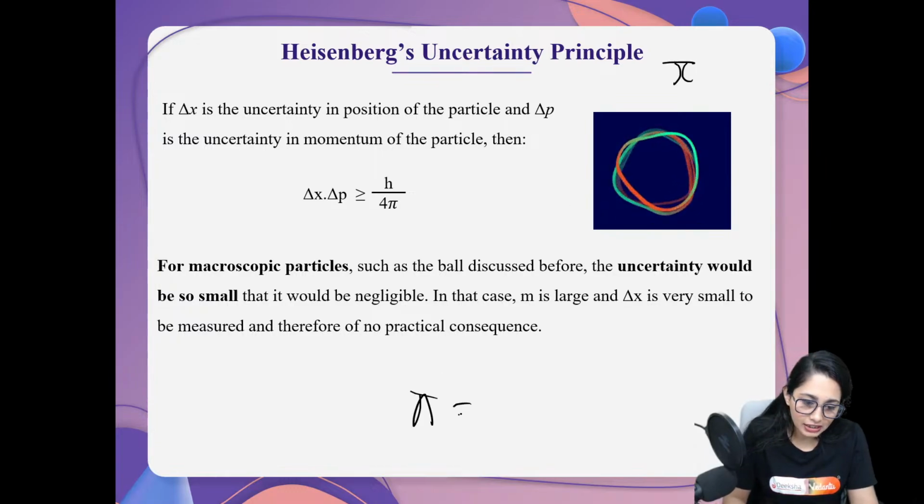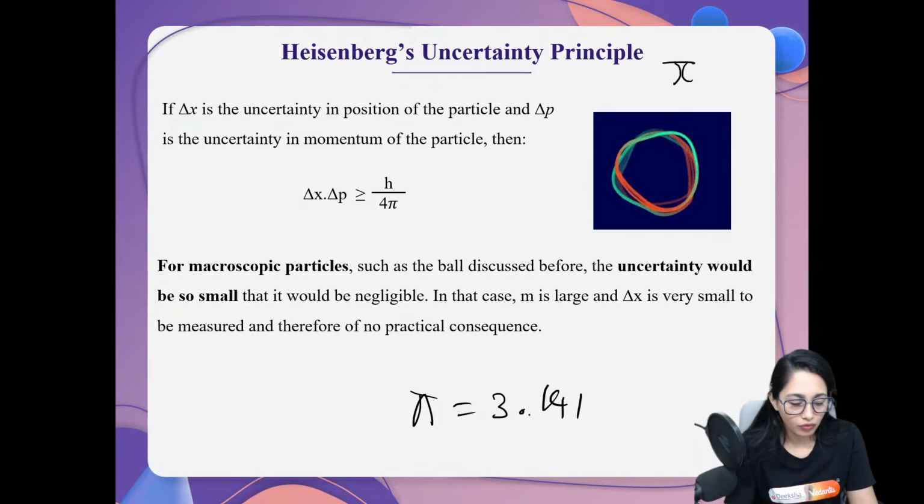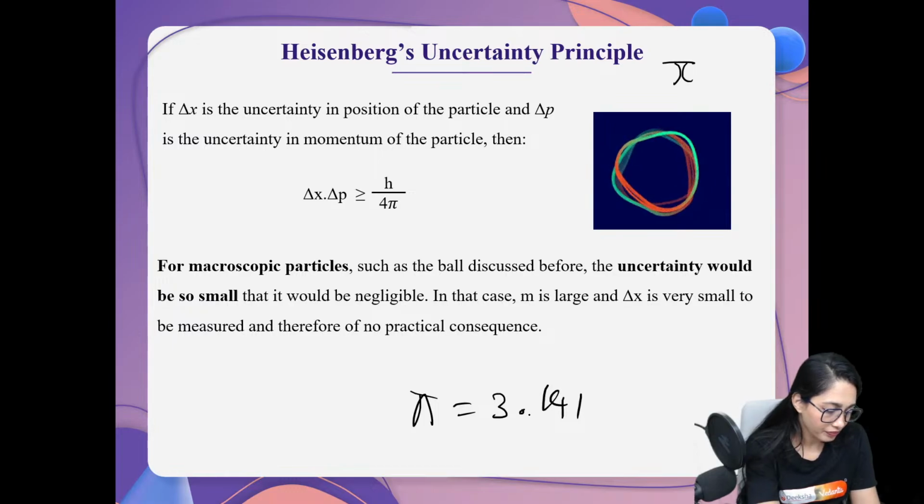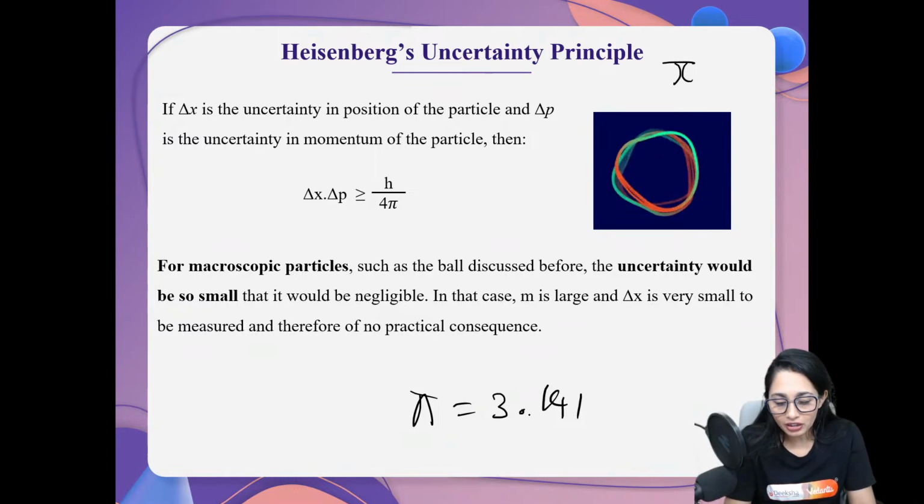Pi value is 3.141. Okay, so take this down. Pi's value is 3.141.